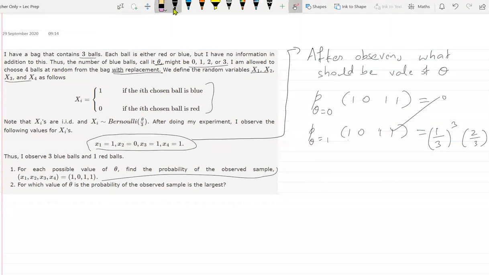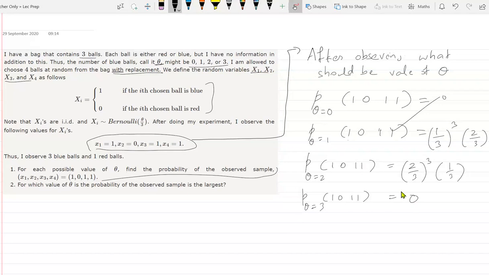So we don't know what the value of theta is. Let's find the probability of this observation under all the values of theta. For theta equal to 2, this is going to be 2 by 3 cube into 1 by 3. And theta equal to 3, what is this probability? 0. Now, I have observed this 1, 0, 1, 1. What should I choose as the value of theta? From this observation, what do you think the value of theta should be?